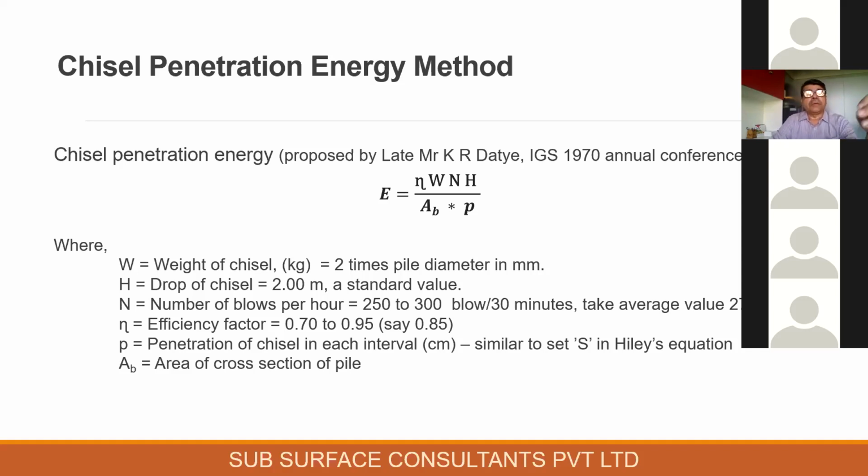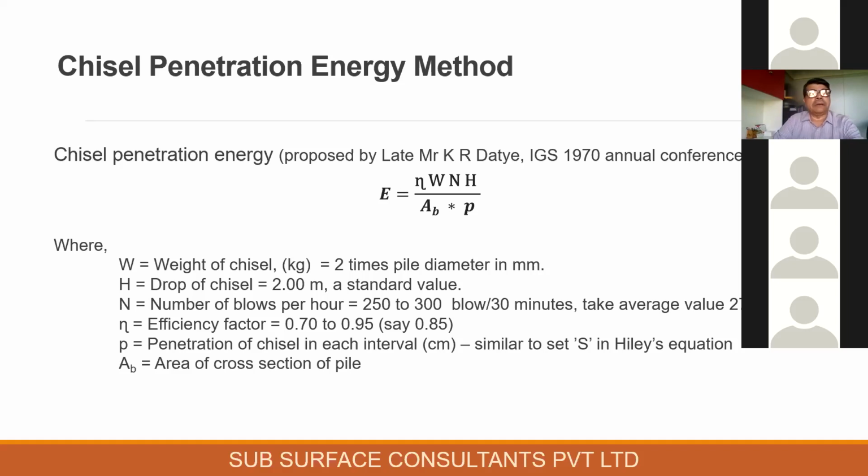So what happens is, typically when you are dropping through 2 meter height, you have to use a correspondingly adequate piling rig with sufficient horsepower capacity, so that you can give those number of blows. Say 250 to 300 blows are the most common, which are given in 30 minutes time. So if you take 1 minute, take an average of say 270. Why I'm taking these values is I want to work out something in the next slide.